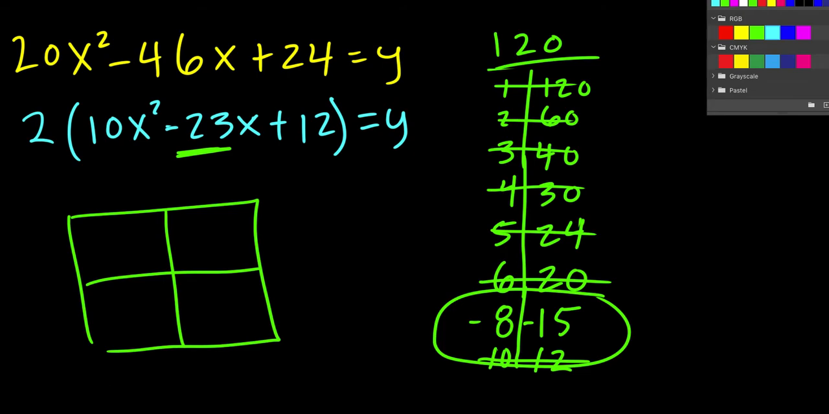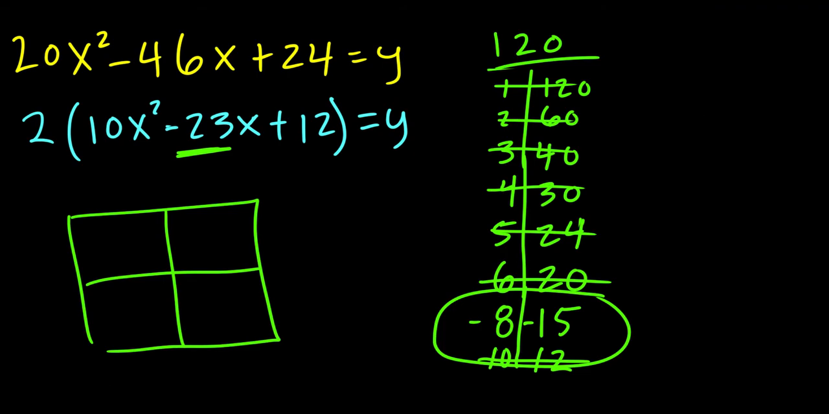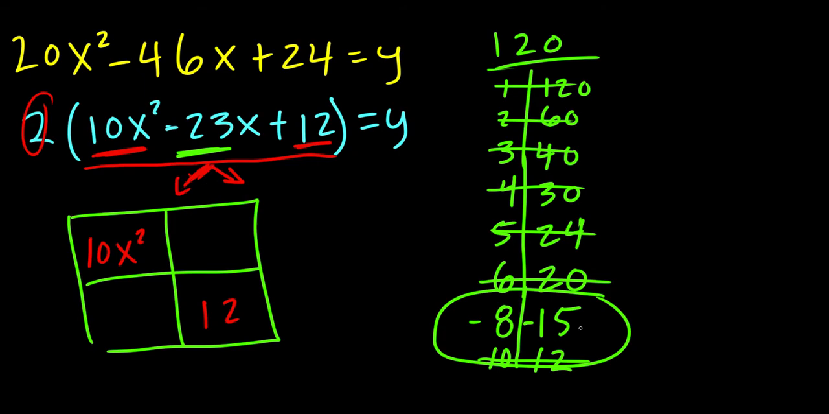Then we take our, and remember, I'm only dealing with the stuff inside the parentheses for now. This 2 will show up at the very end. Okay, I take the first piece and the last piece, put them in the top left, bottom right. And then remember, we're splitting this into 2 pieces based on this information. So we get negative 8x and negative 15x.